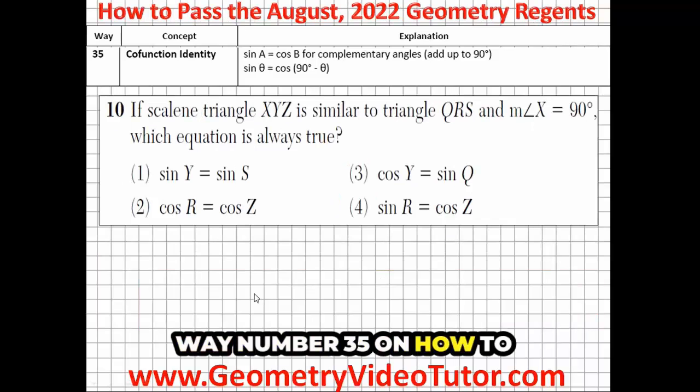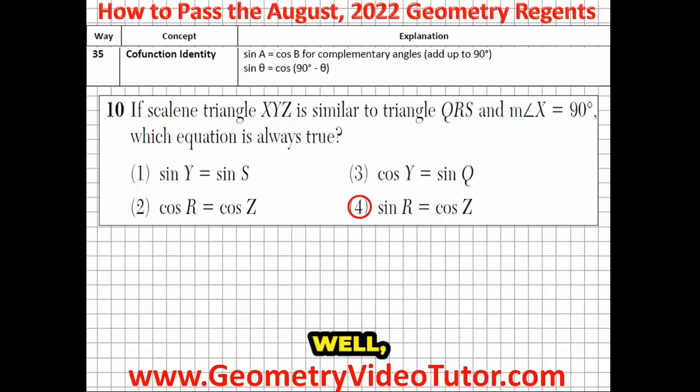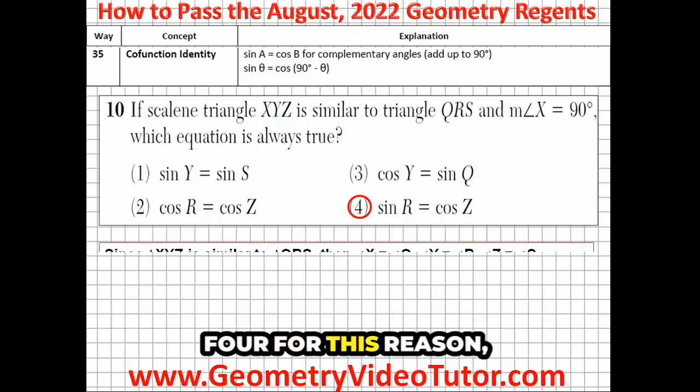Way number 35 on how to pass the August 2022 Geometry Regents. For cofunction identities, the sine of A is equal to the cosine of B for complementary angles, or angles that add up to 90 degrees. So if scalene triangle XYZ is similar to triangle QRS and measure of angle X equals 90 degrees, which equation is always true? Well, it's going to be choice 4 for this reason.